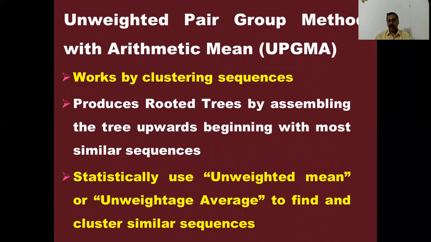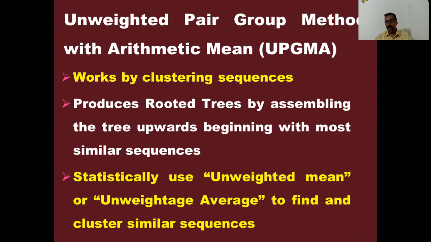We'll go for the unweighted pair group method with arithmetic mean, UPGMA. It works by clustering the sequences. As I said earlier, you have to do a multiple sequence alignment. Mainly it produces rooted trees. So for every aim, you cannot use this particular method.